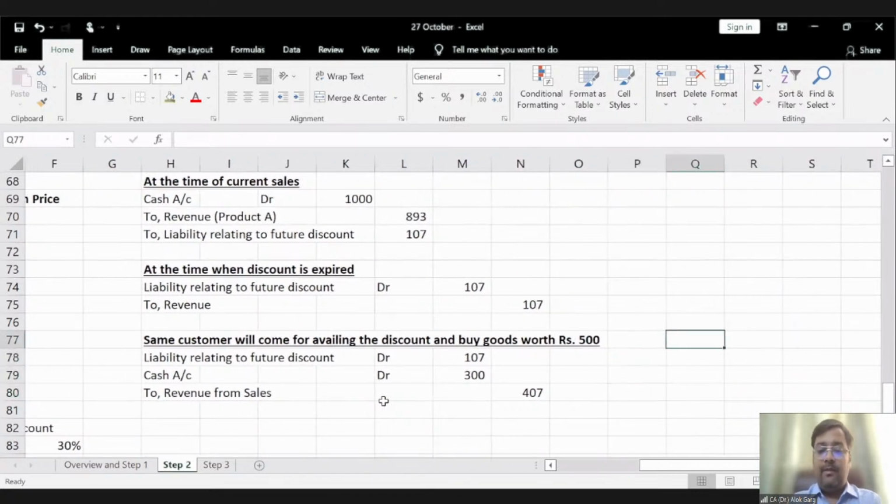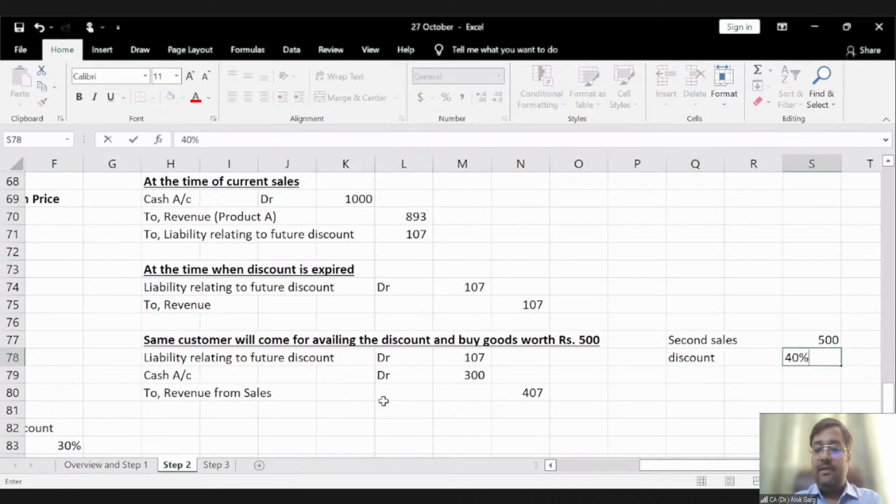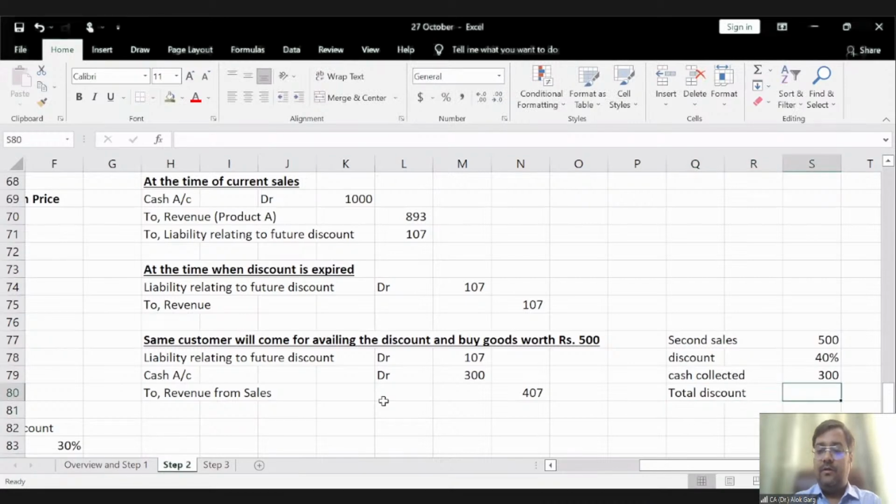See, the next sale, the second sale, is 500 rupees. The discount given to the customer is 40%. So the cash collected will be 300 only. 500 minus 40% is 300 only, right? Total discount is how much? 500 minus 300 in this purchase.